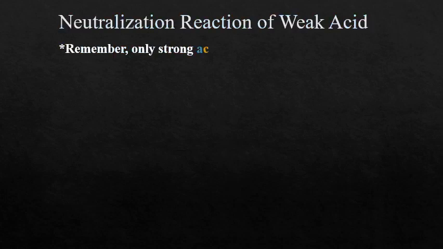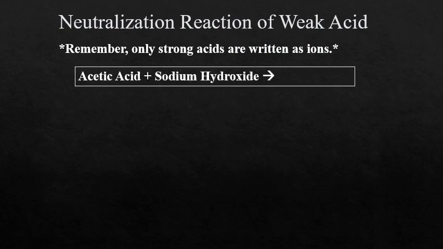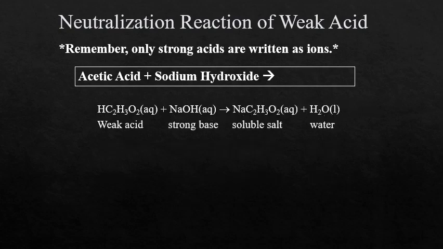Let's see an example of a weak acid now. When a weak acid, say for example acetic acid, combines with sodium hydroxide, which is a strong base, how can we write the net ionic equation? First we have to write the molecular equation like this. The acid is acetic acid, a weak acid, which combines with a strong base, sodium hydroxide, and gives you a soluble salt and water. So this can also be written as CH3COOH. That is our acetic acid, that is our vinegar. This is an organic acid.